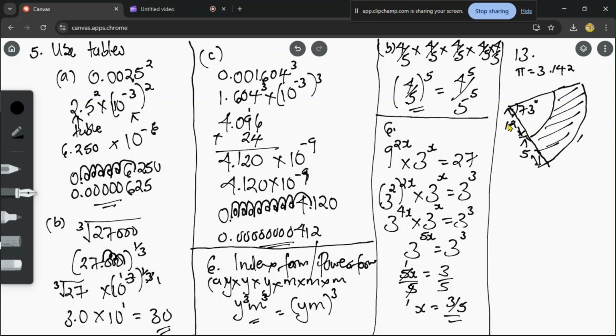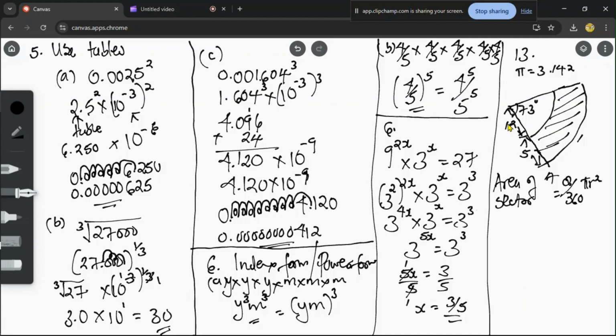If they want me to get the shaded area, it means I'll get the area of this sector minus this area. So how do you get the area of a sector? Area of a sector is given by theta all over 360 pi r squared. This theta is the angle here. Then pi we know, and the radius is the distance from the center to the circumference.